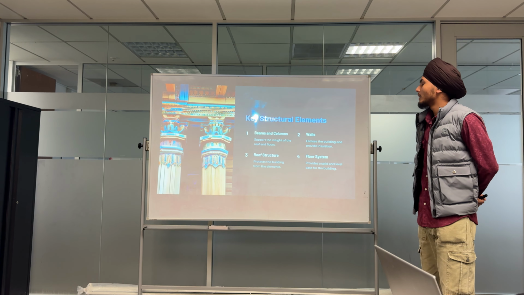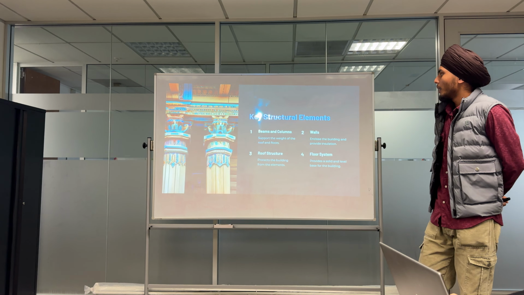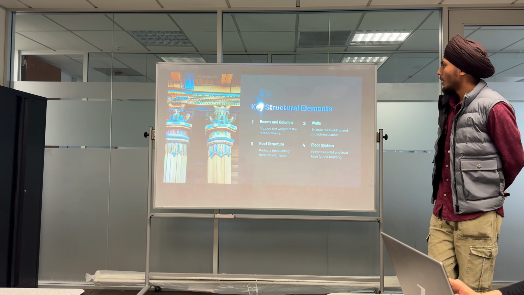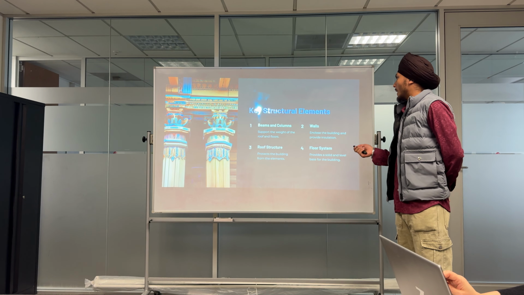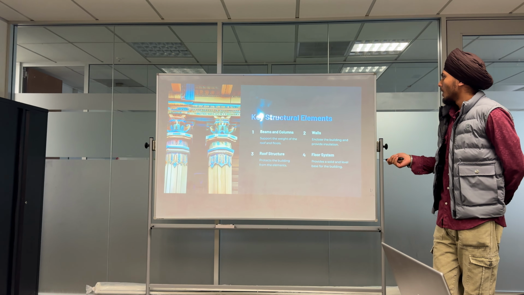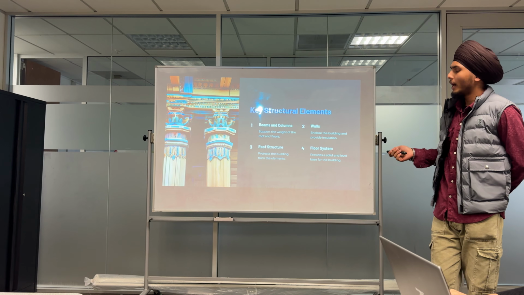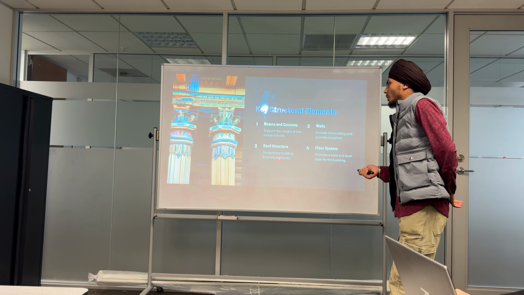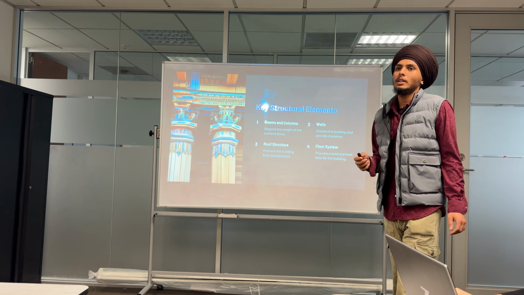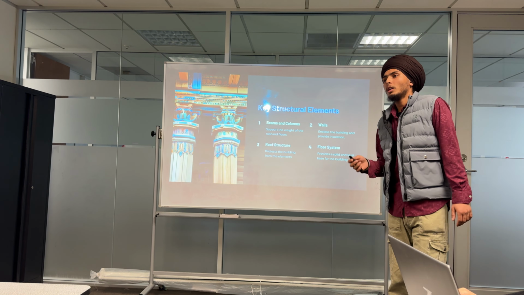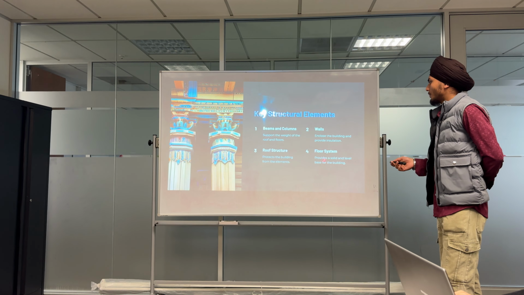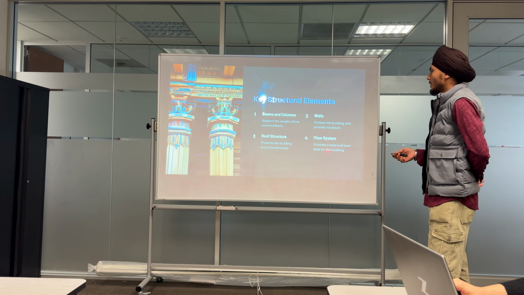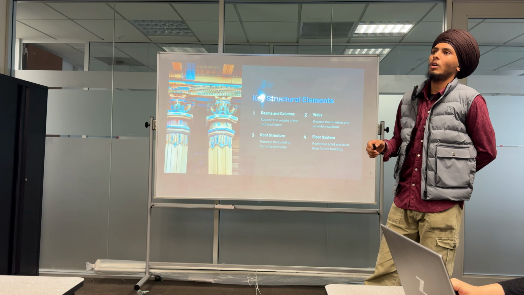Key structural elements. First one is beams and columns, which support the building and the weight of the roof and floors. The second one is walls, which enclose the building and provide insulation. The third one is the roof structure, which protects the building from the elements like rain, wind, and all the other elements. And the fourth one is the floor system, which provides a solid and level base for the building, which we also call a foundation.